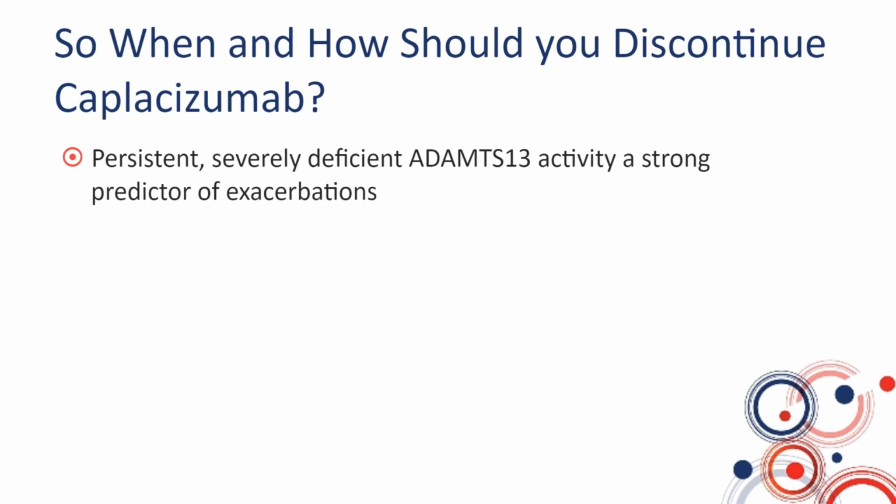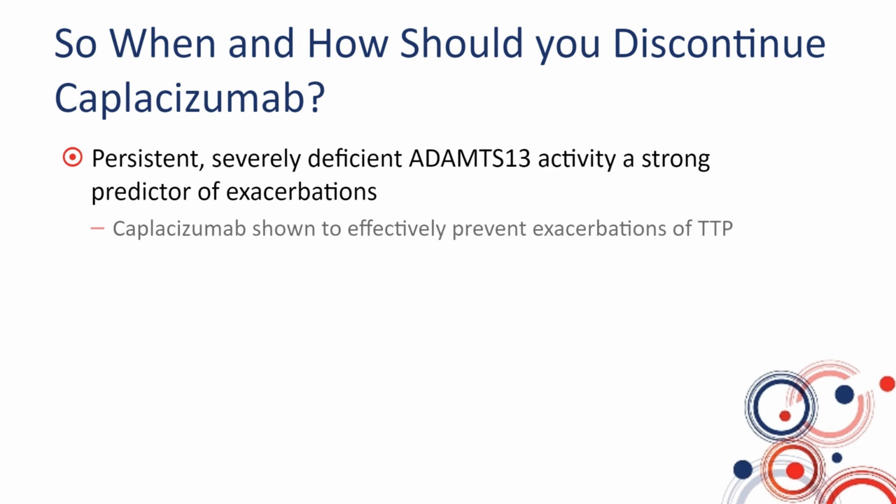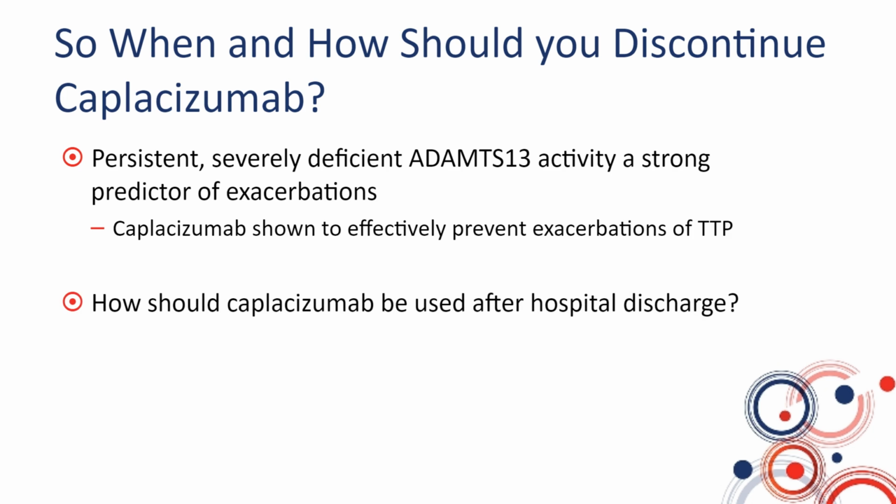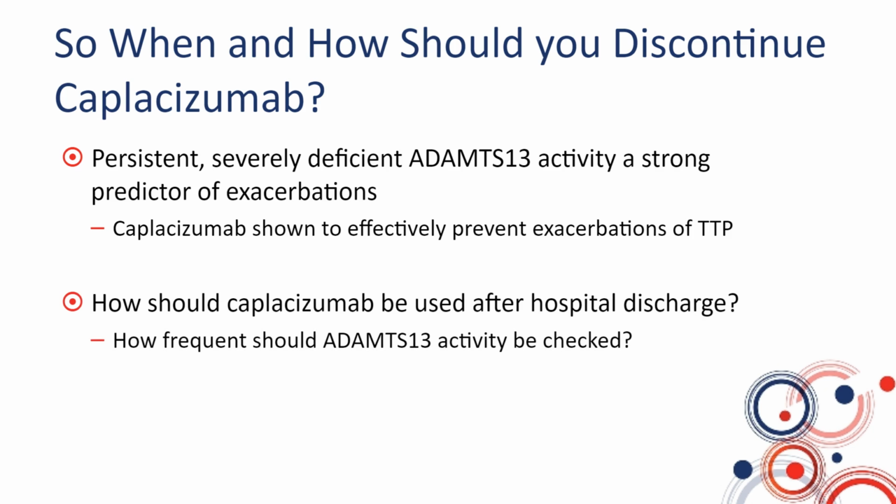So when and how should you discontinue caplacizumab? Persistent and severely deficient ADAMTS13 activity is a strong predictor of exacerbations and additional recurrences of TTP. Caplacizumab has been shown to effectively prevent exacerbations of TTP. So how should caplacizumab be used after hospital discharge? How frequently should the ADAMTS13 activity be checked, and when should it be stopped?